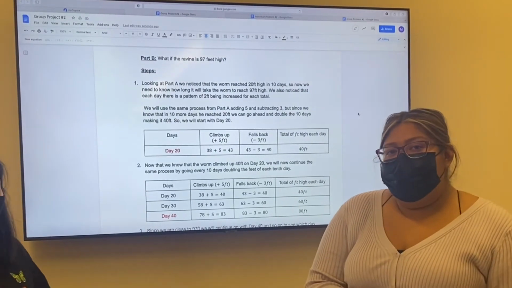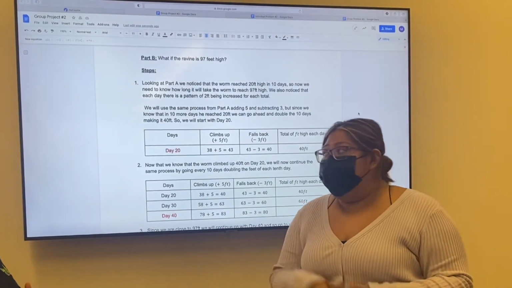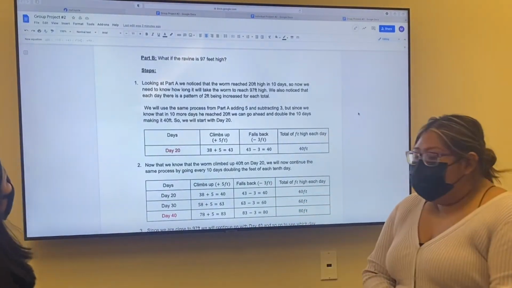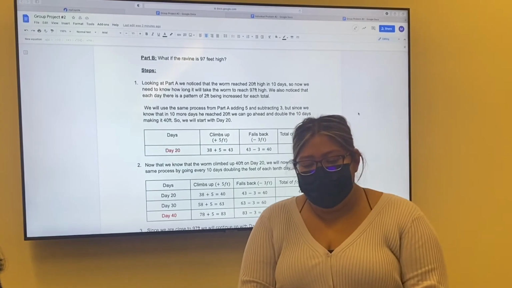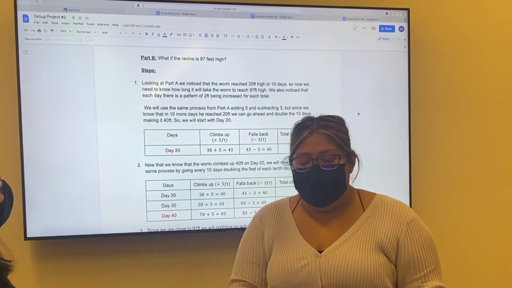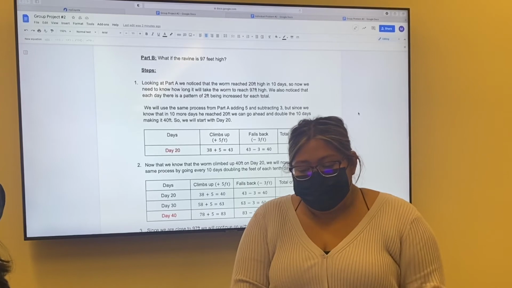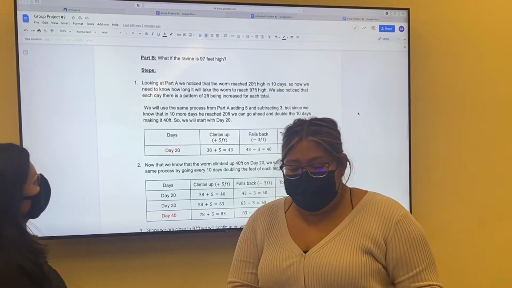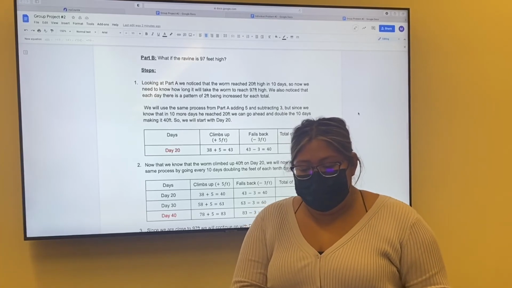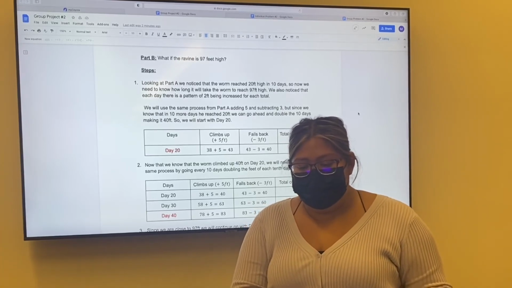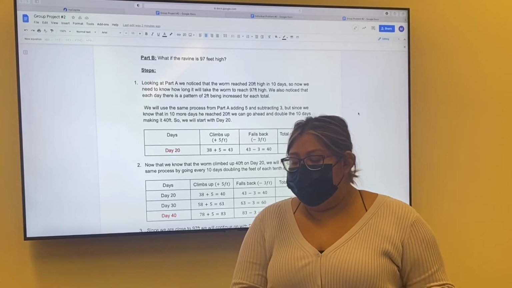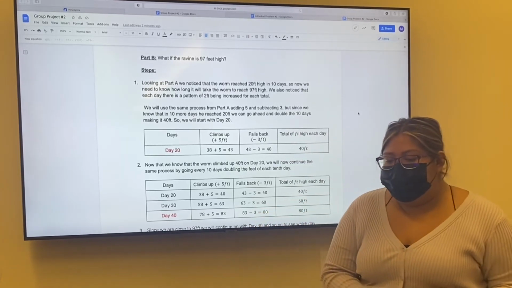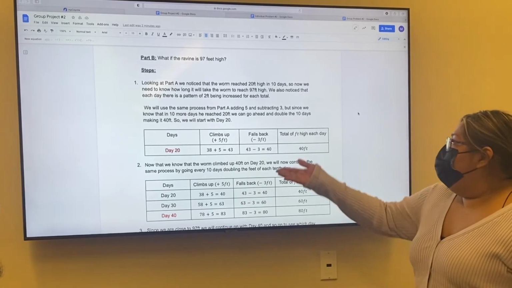Now that Paola and Elizabeth finished explaining part A, me and Marlene are gonna go ahead and explain part B. Looking at part A, we noticed that the worm reached 20 feet high in 10 days. So now we need to know how long it will take to reach 97 feet. We also noticed that each day there is a pattern of 2 feet being increased for each total. We'll be using the same process from part A and add 5 and subtract 3.